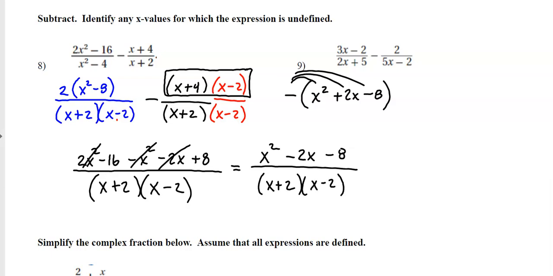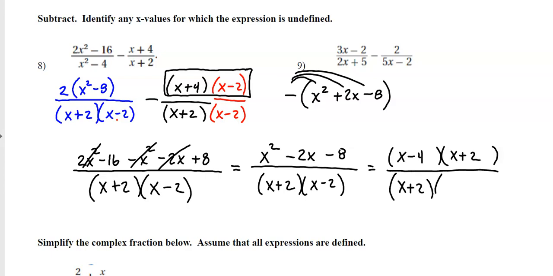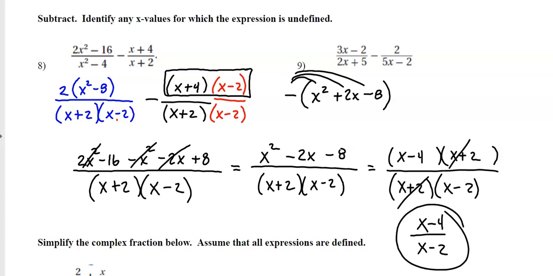Could we factor the top? I think we can. I think I can factor that top into x minus 4, x plus 2. In the bottom, I have an x plus 2 and an x minus 2. Luckily, we do get another cancellation. End of the day, final answer, that right there. So a lot of factoring, a lot of combining like terms, a lot of doing a bunch of stuff to get it to work out right.